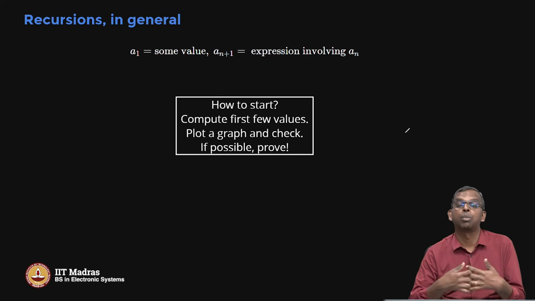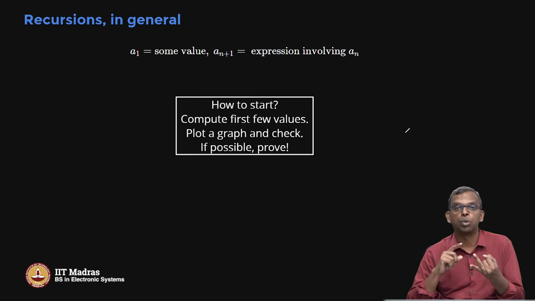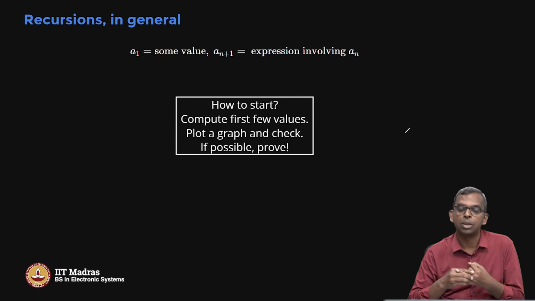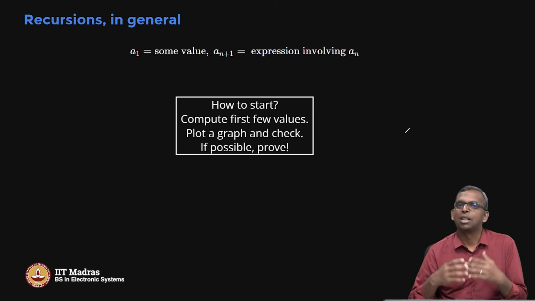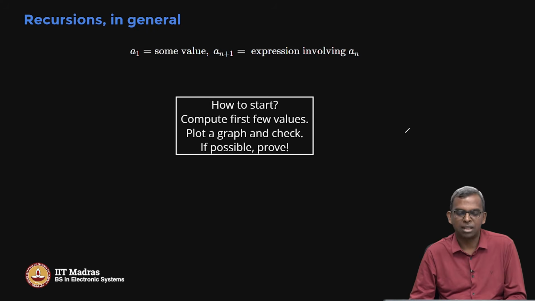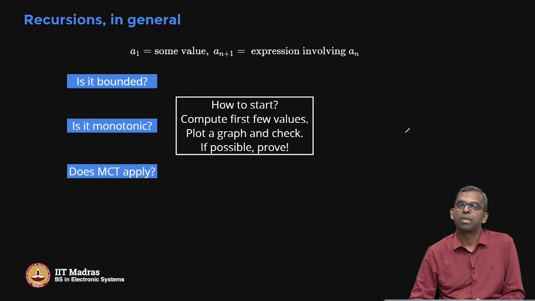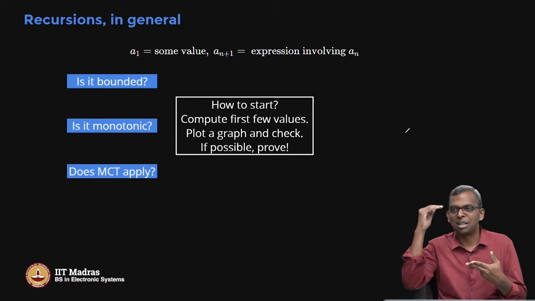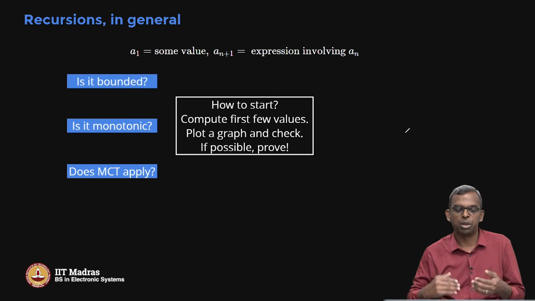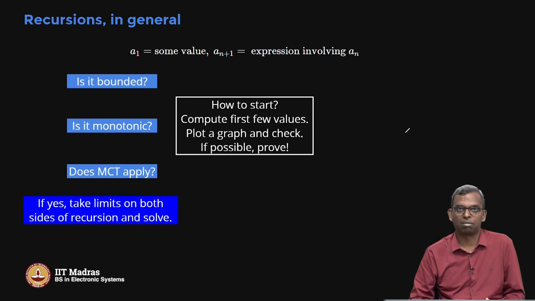For instance, you may want to prove a monotone property. You may want to prove a bounded property for this sequence that comes from the recursion for particular starting values. If you can prove all that, then you're in business. You can ask a lot of questions and do a lot of things. If you're really lucky, it could be bounded and monotonic in the right way: monotonically increasing and bounded above, or monotonically decreasing and bounded below. MCT may apply. If MCT applies, then you're done.